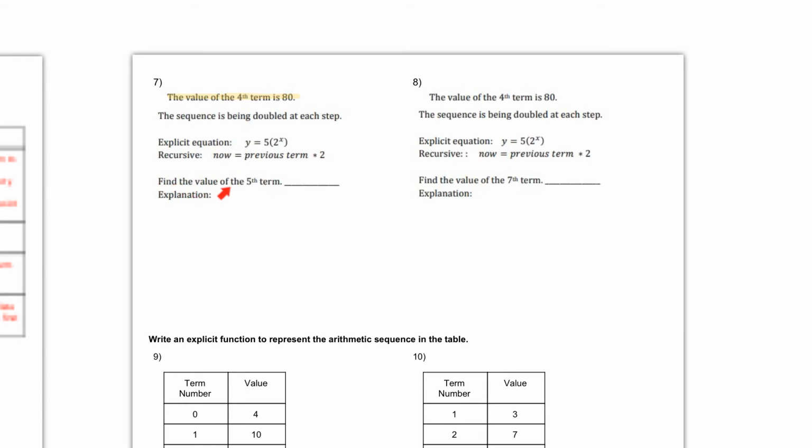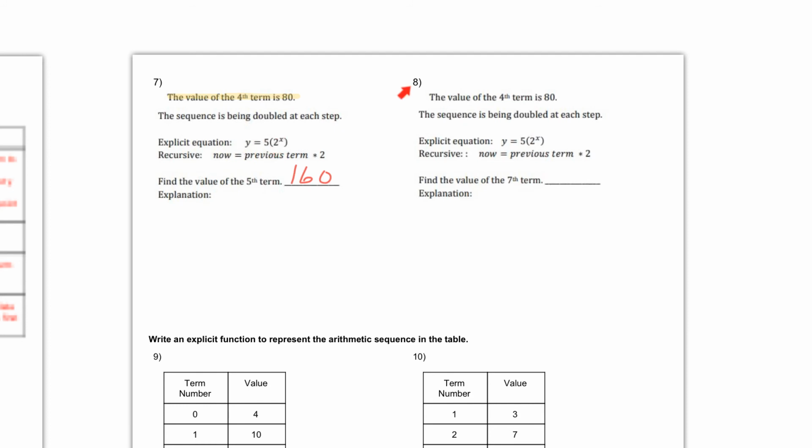What we want to do is find the value of the 5th term. Again, we know the 4th term, so we know that previous term. Knowing that previous term, it's going to be easier to use that recursive formula, which is to just simply multiply it by 2. So we can take that 4th term, 80, and multiply it by 2, and we get the 5th term to be 160. And for your explanation, you want to say that we have the previous term, so it's faster to multiply by 2 using the recursive than it would be to plug in the 5 to our explicit equation.